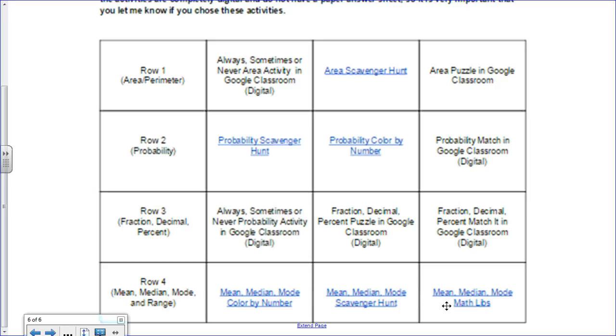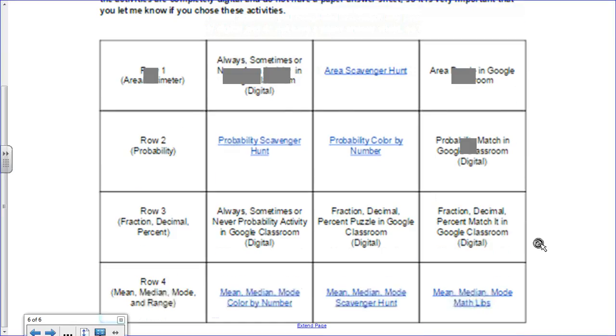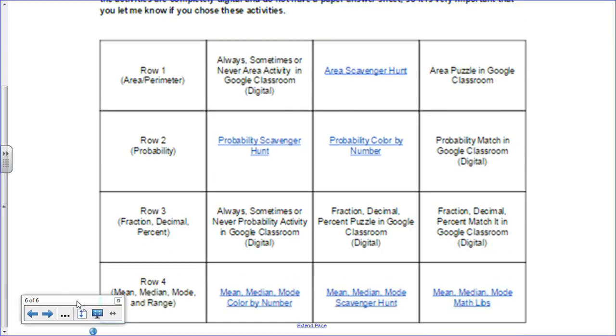You get to choose which activity you want to do. And if you do extra activities, I will consider giving a little bit of extra credit. But that's completely up to you, but you must do one from each row. Okay, I've left copies of the answer sheets in class.